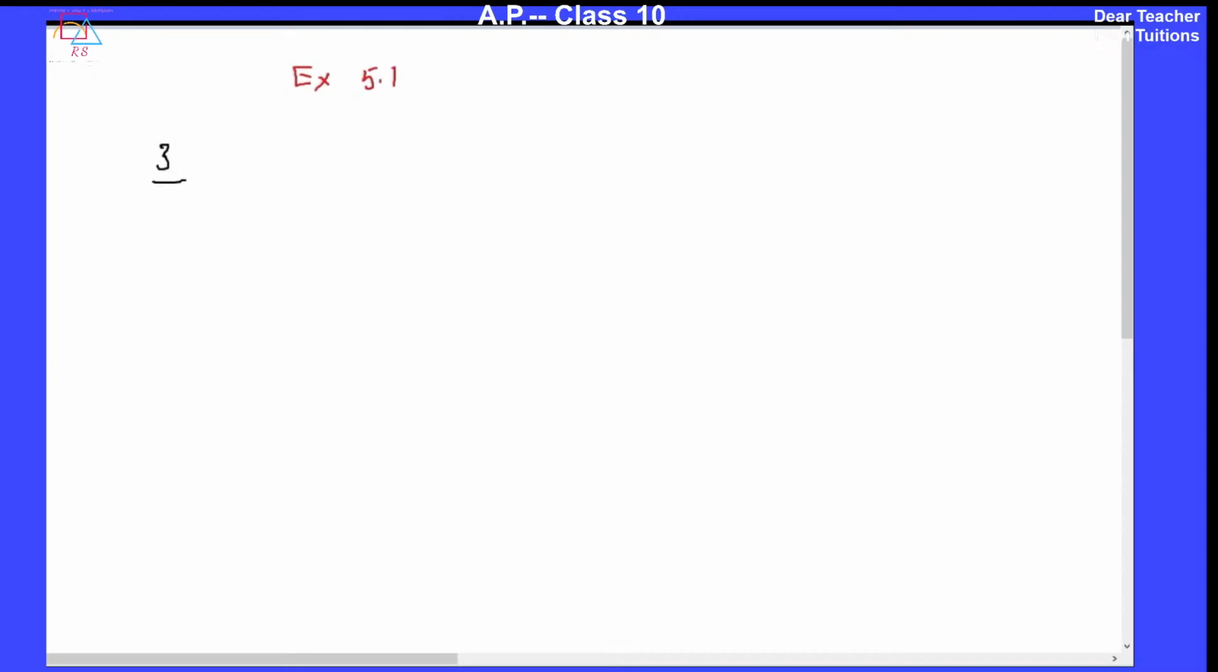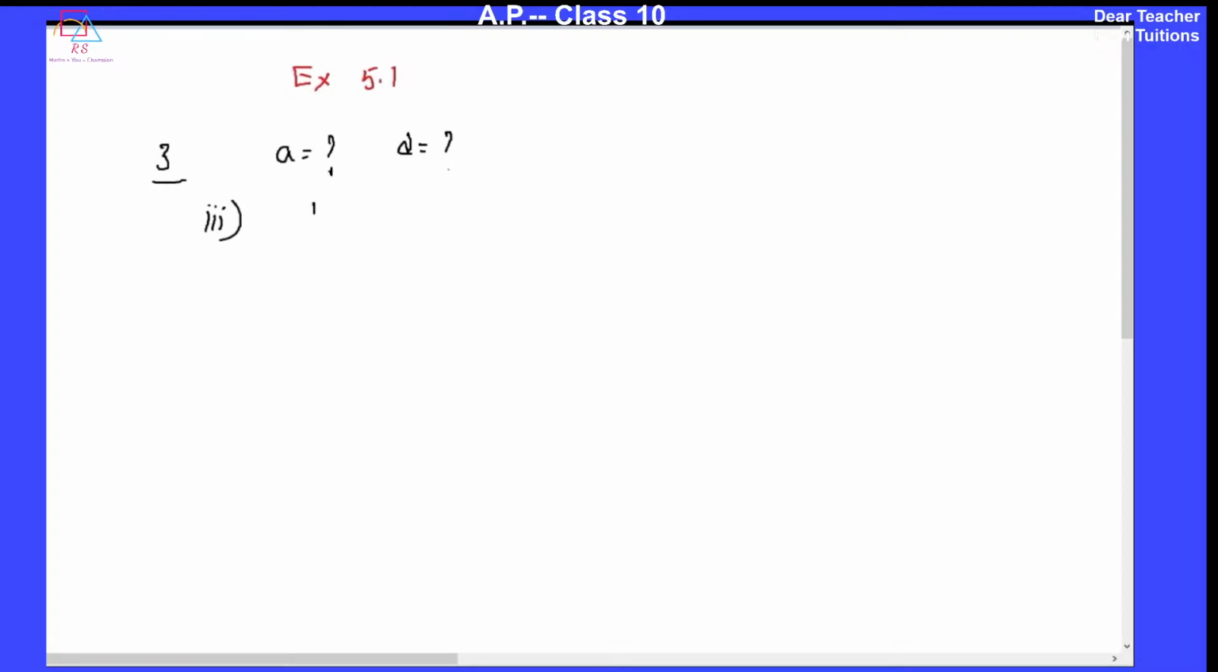Third question. For the following APs, write the first term and the common difference. We have to find out the first term and the common difference for all the bits. There are 4 bits. So I will be doing the difficult question only. Third bit I will do because fractions are there.